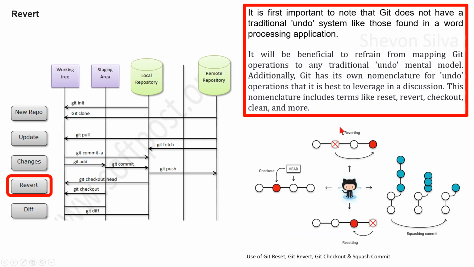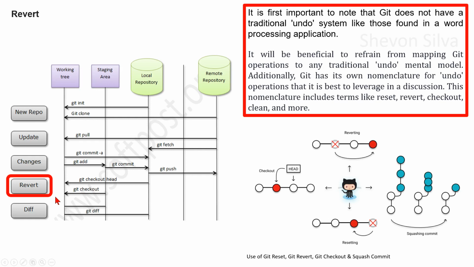Now we are focusing on revert. It is first important to note that Git does not have a traditional undo system like those found in a word processing application. It will be beneficial to refrain from mapping Git operations to any traditional undo mental model. Additionally, Git has its own nomenclature for undo operations that it is best to leverage in a discussion.